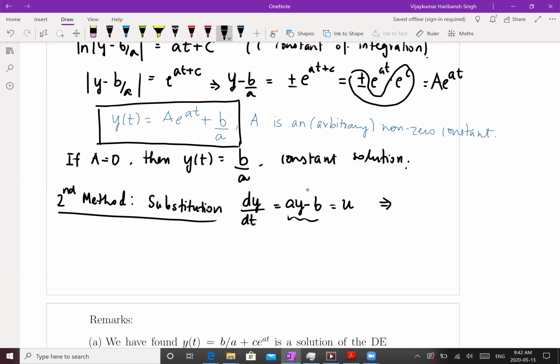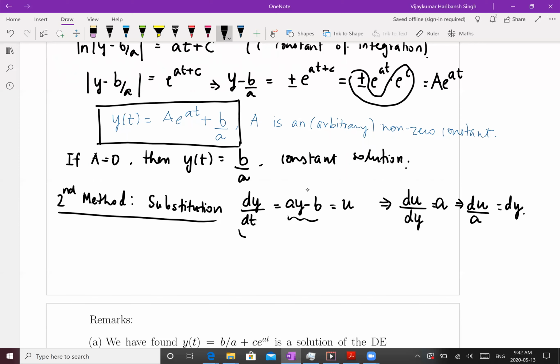This would imply, take derivative on both sides, so you get du by dy equals a, right? So du by dy is a, or du equals what? We get du by a equals dy.